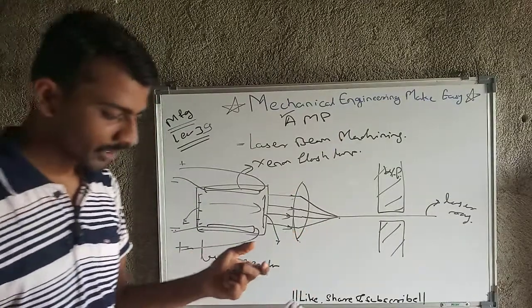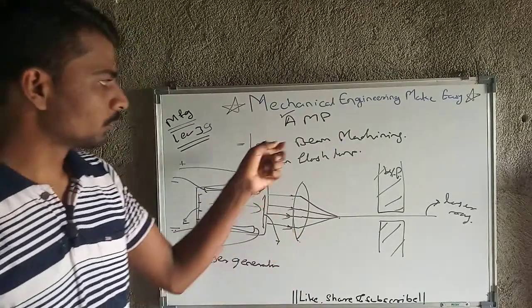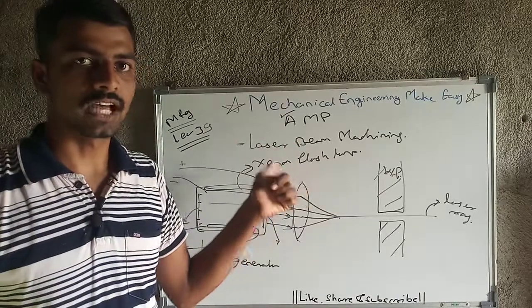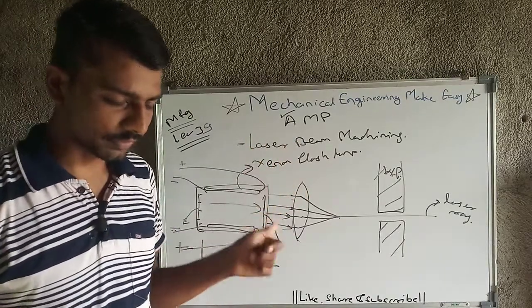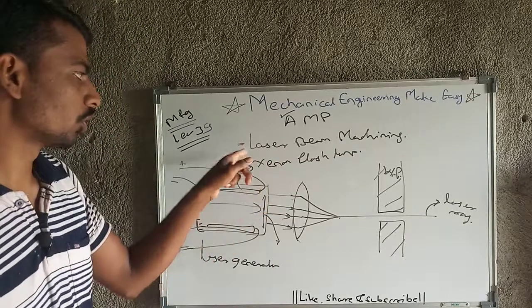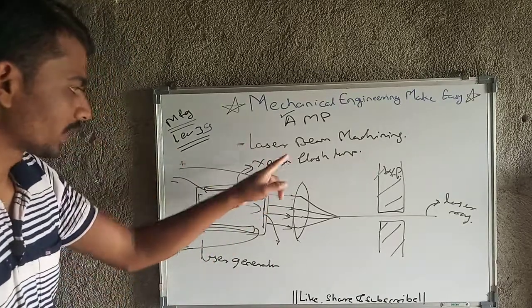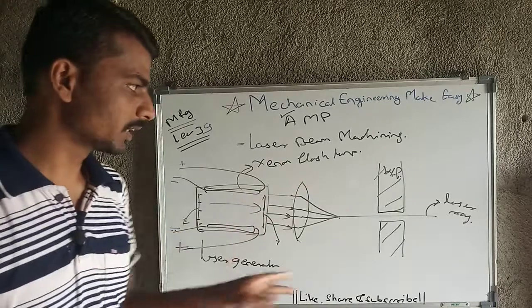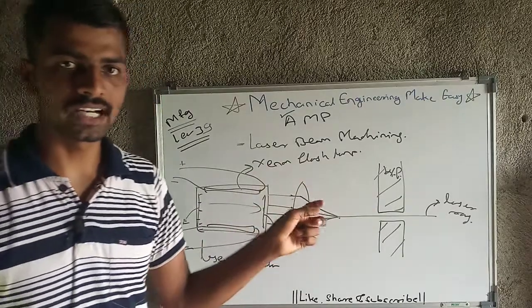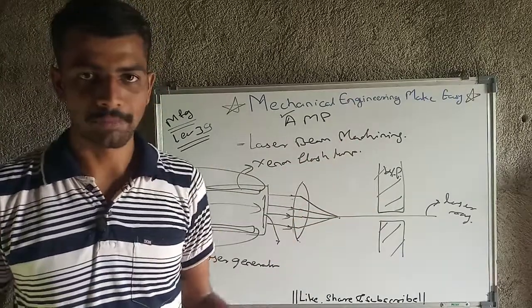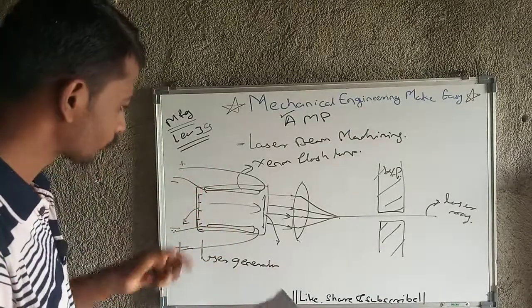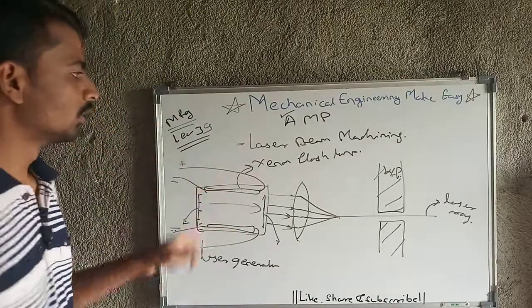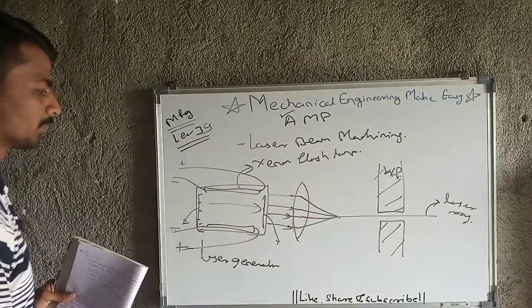Okay, and here the full form of laser is nothing but light amplification by stimulated emission of radiation, that you all know. So that is not an issue. So only draw this figure. This figure will give you all the idea about how the laser beam machining happens. Now I will give you some points of these diagram and laser beam machining.